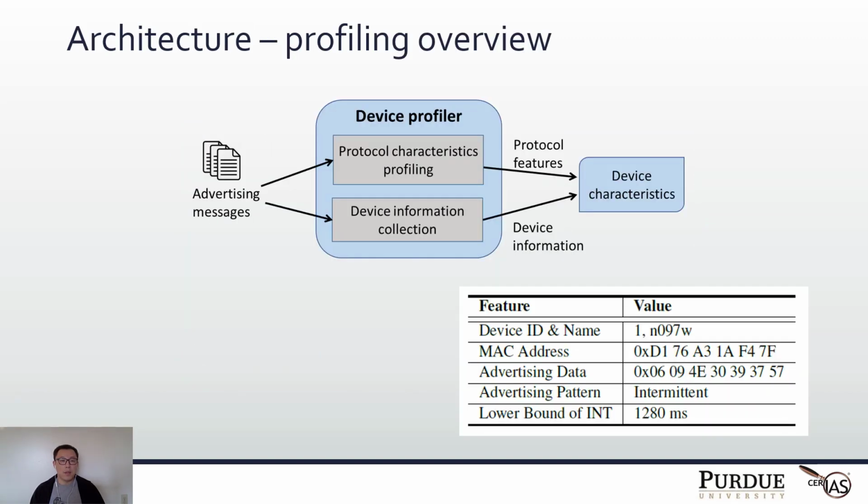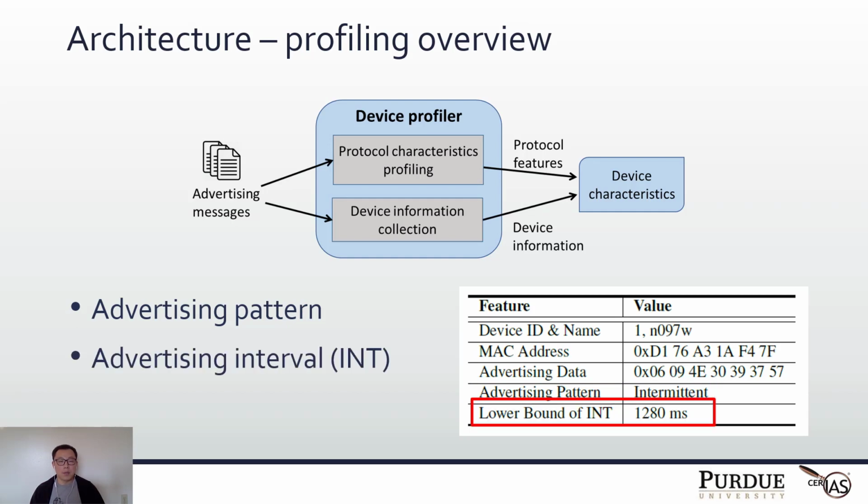During the profiling phase, the profiler receives advertising messages from the device to extract the device information and the protocol features of the device to create the profile. Here is an example of the profile. The advertising pattern indicates whether this device advertises in connection state. We also calculate the advertising interval during the profiling phase.